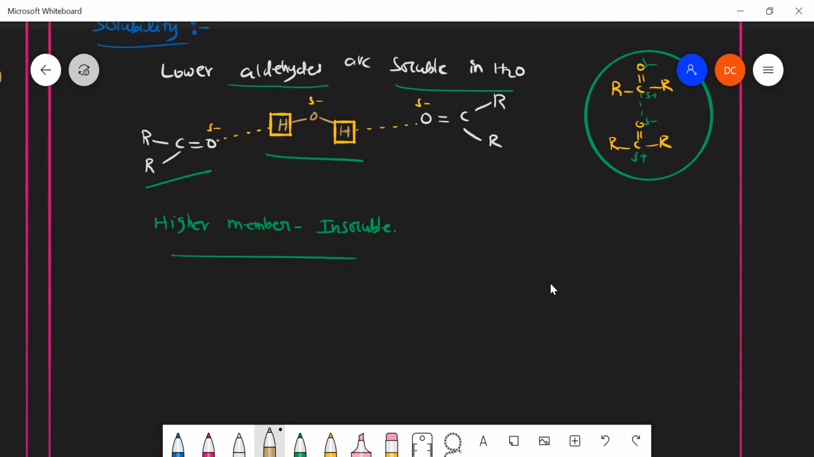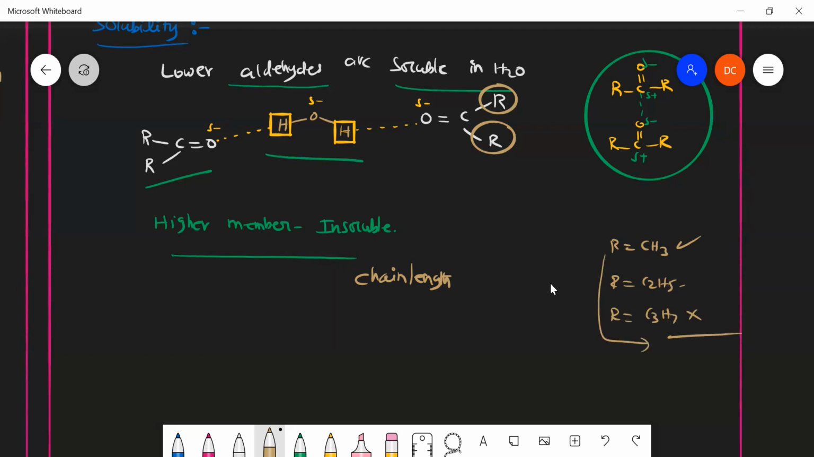It's very simple. If the chain length increases, solubility generally decreases. Here we have taken the chain generally as R. That R may be CH3. If it is CH3, it may be soluble. If R is C2H5, it may or may not be soluble. If R is taken as C3H7, then definitely it will not be soluble. So as the chain length increases, the solubility decreases.